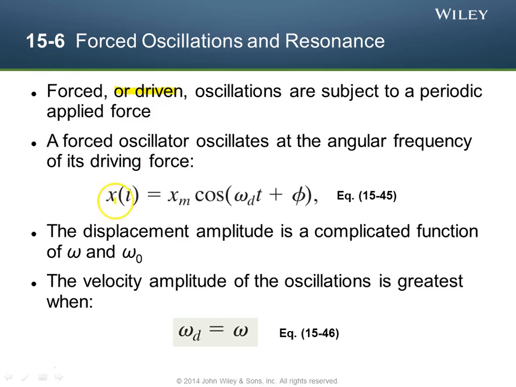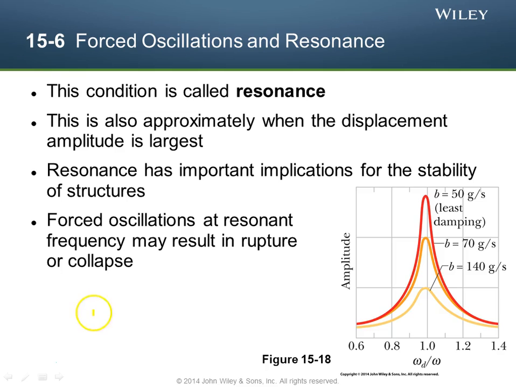And the position is then going to turn into this function very similar to what we've had before. It's just omega sub d. The displacement amplitude is a complicated function of omega and omega naught, the initial omega that we have, because remember, it's going to change here. And the velocity amplitude of the oscillation is greatest when omega d is equal to omega. This condition is called resonance whenever we have this driven motion. And this is also approximately when the displacement amplitude is the largest.